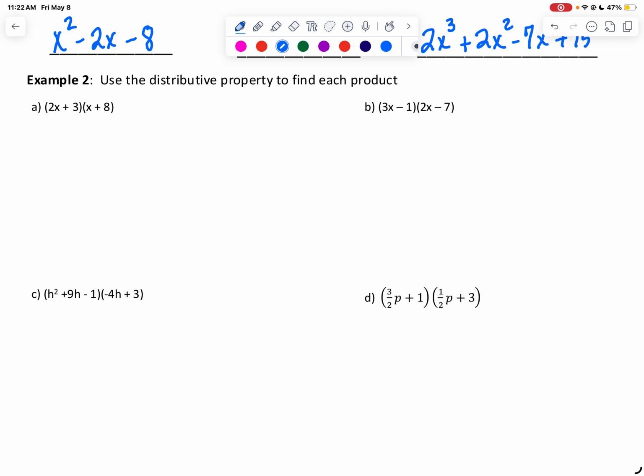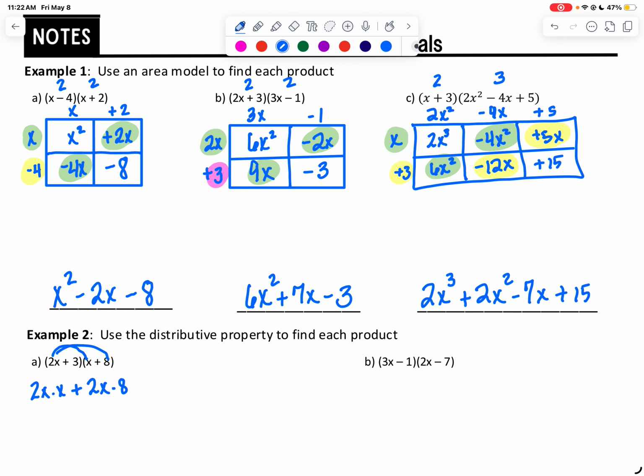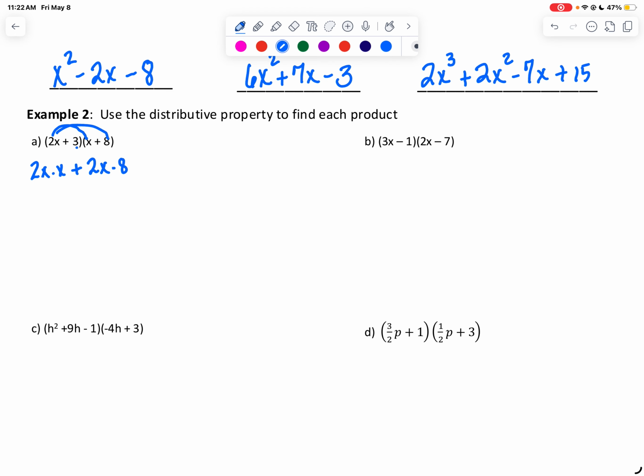You're going to basically do this the same way. You're going to take your first term and multiply it by everything in that second parenthesis. So I'm taking the 2x and I'm multiplying it by x. And then I'm taking the 2x and multiplying it by the 8. So just like up here, we took that first term and multiplied it by everything in the top row. That's what I'm doing here. Okay. Now I'm going to take the second term, the 3, and I'm going to multiply it by everything in that top row. So 3 times x is 3x. Well, let me write that down. 3 times x, and then 3 times 8.